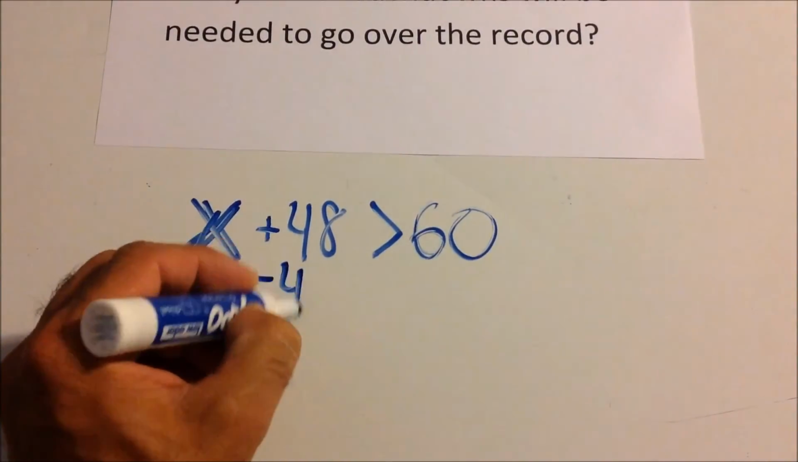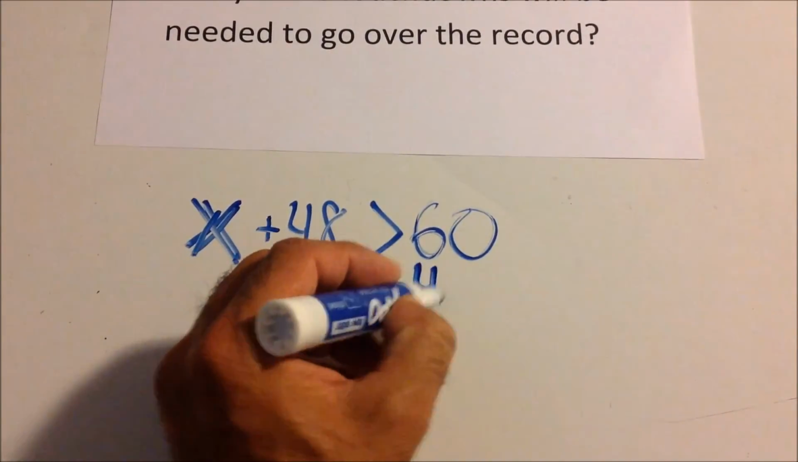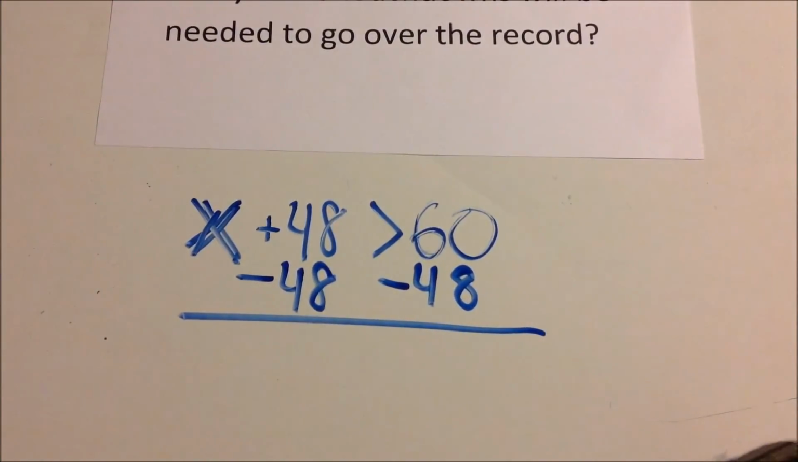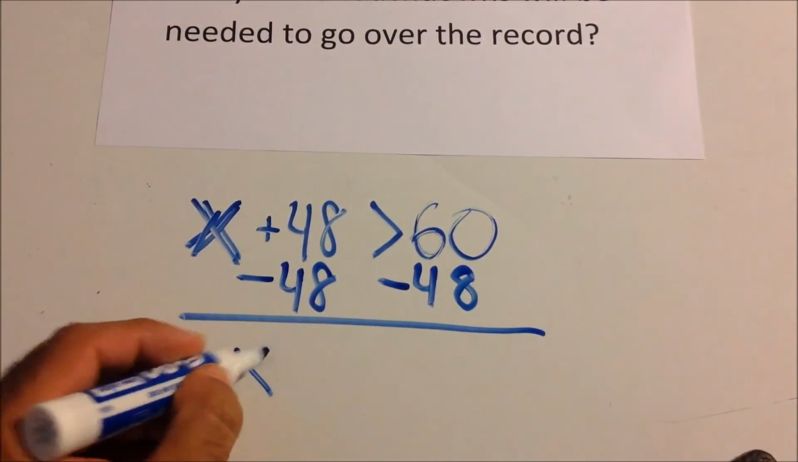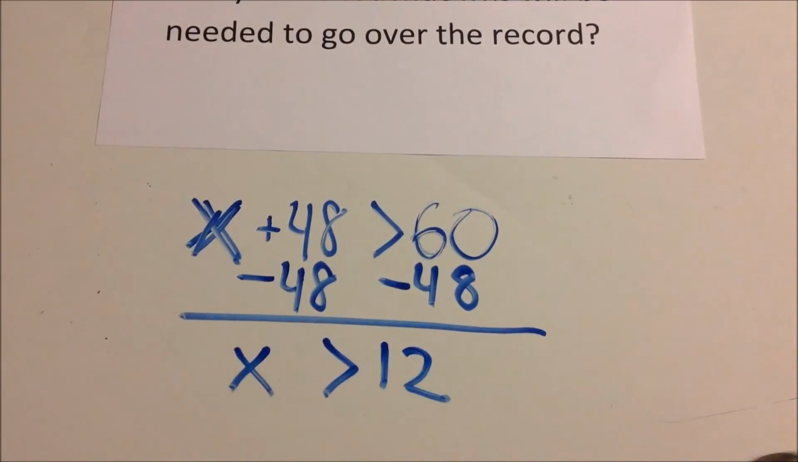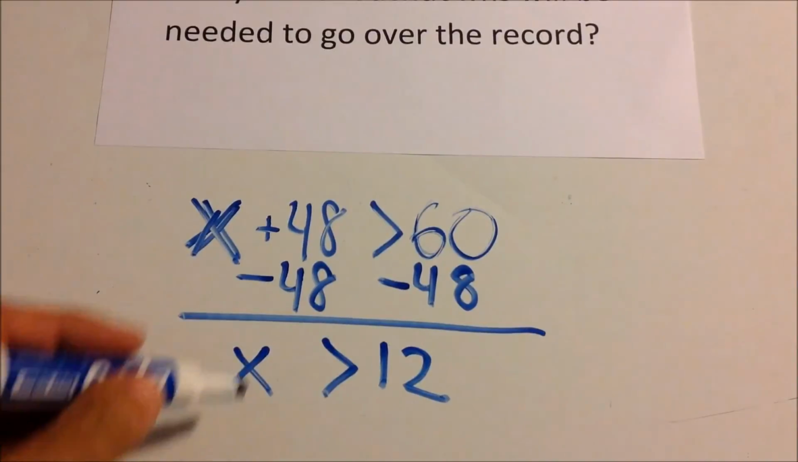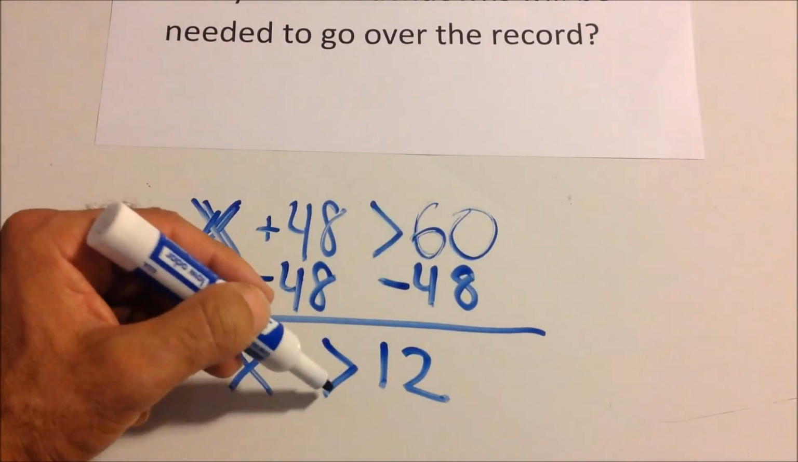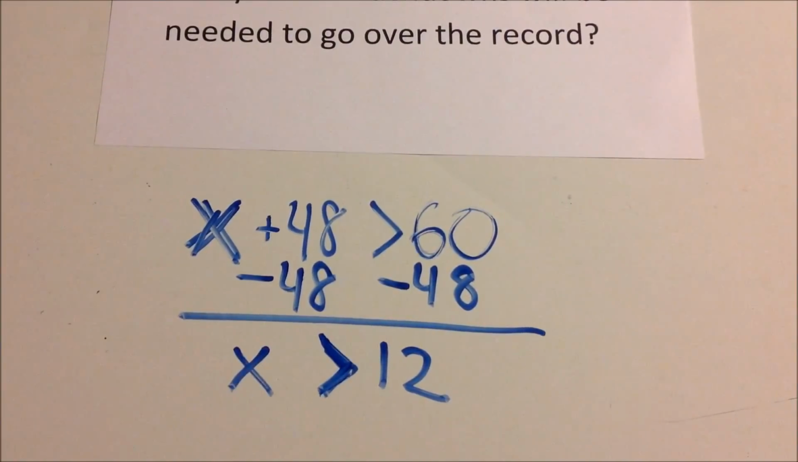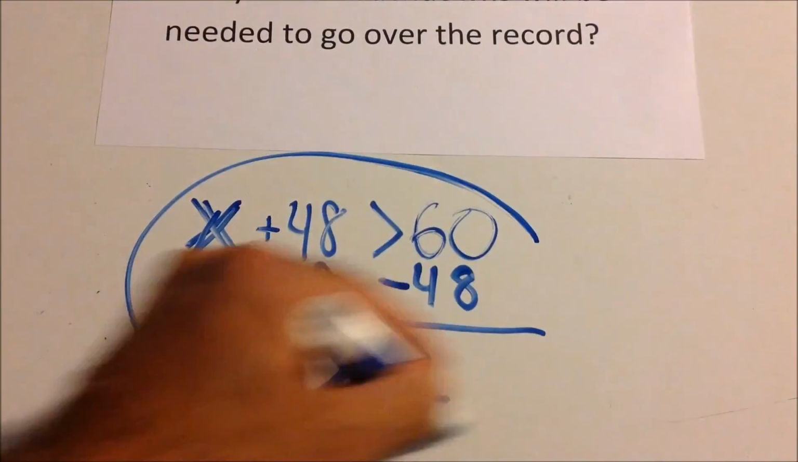So just minus 48 on both sides. And in order to go over the record, in order to break the record, X has to be greater than 12. Again, if we put the equal sign here and we said it was equal, that means we're not breaking the record. We tied the record. So keep that in mind, which inequality to use.